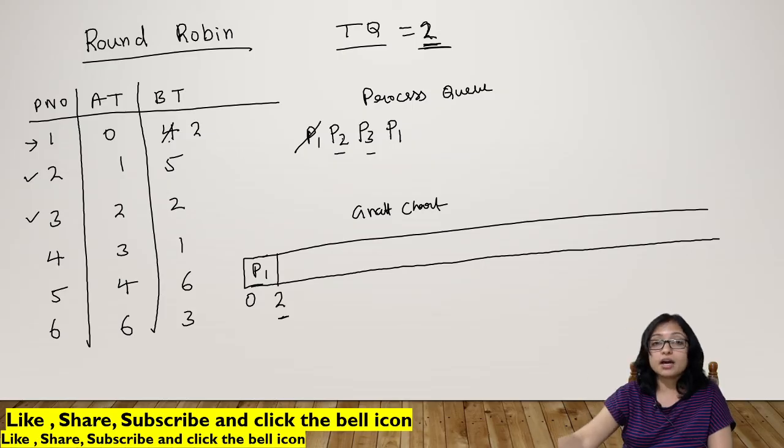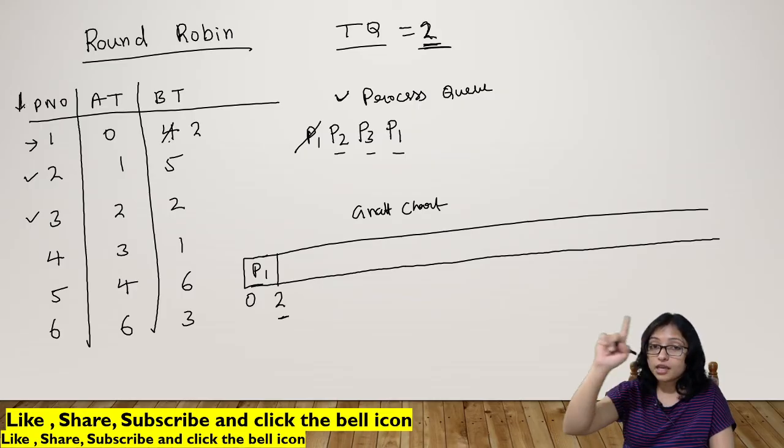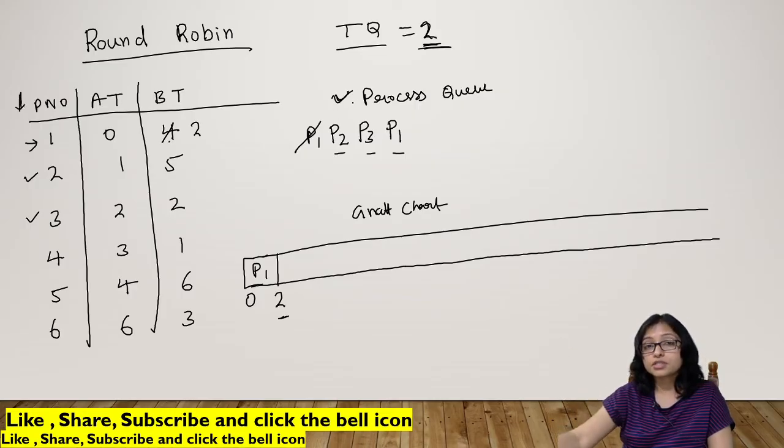So that's why now write down P1. And now who will be the next? That next one you have to check from the process queue. Don't go for here. Here if you are going, then you will do the mistake. You have to check from the process queue. In process queue, who is there? P2 is there. I will give the chance to P2.